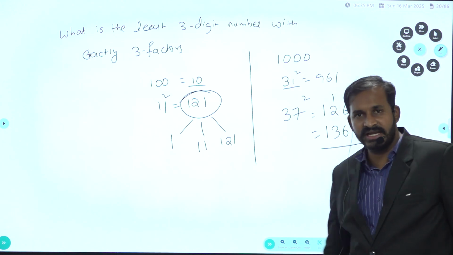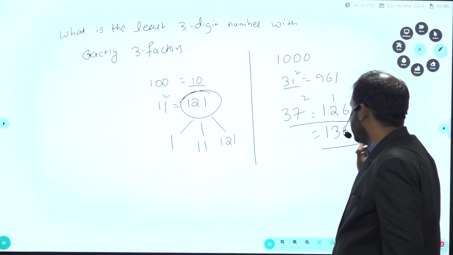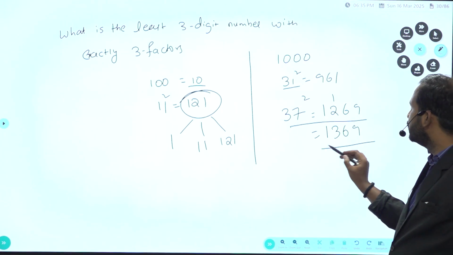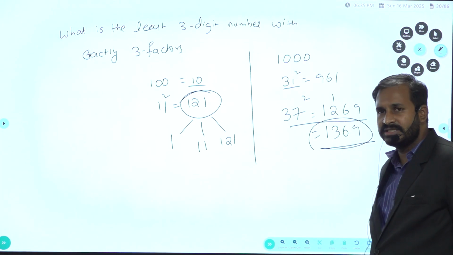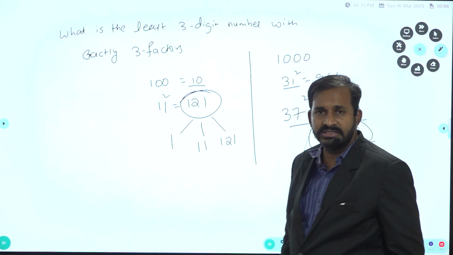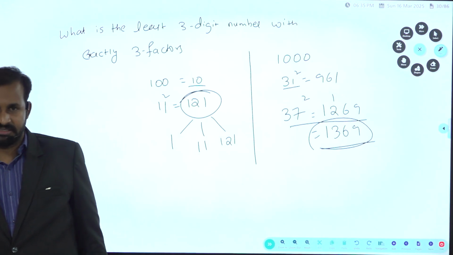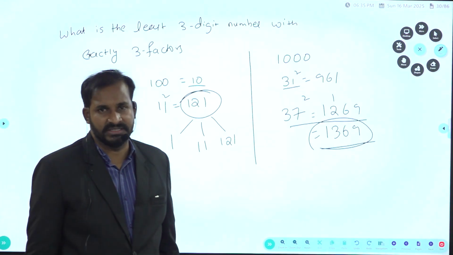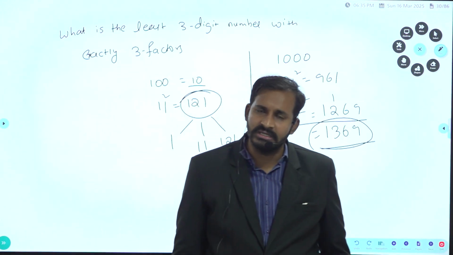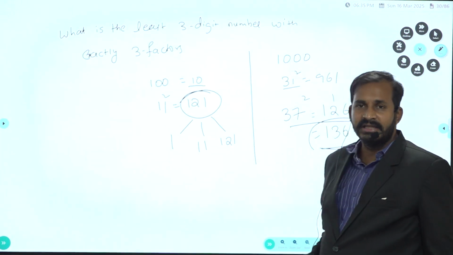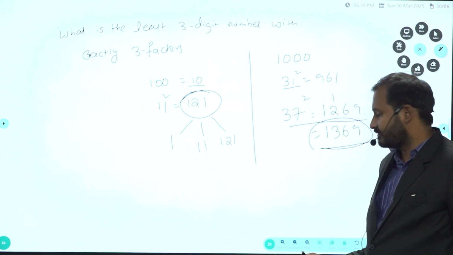No need to worry how I have written this, that is a waste of time. We will not concentrate on those silly things. But 37 square, what is the value of 37 square? 1369. So 1369 is the least 4-digit number which has exactly 3 factors. And what are those factors? 1, 37 and 1369 itself. Like this, they may ask us questions regarding these factors.